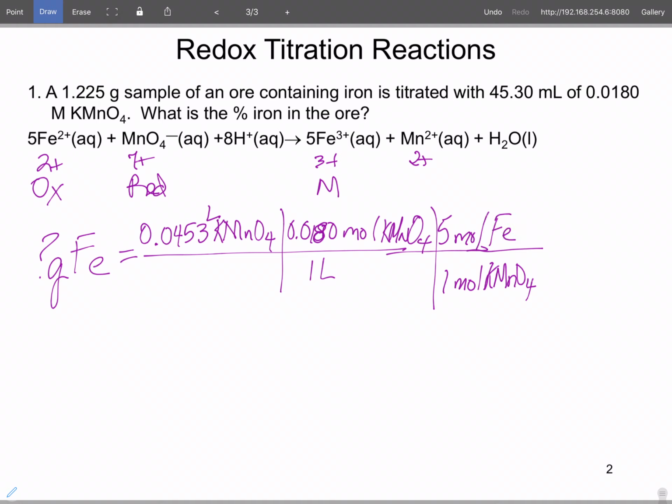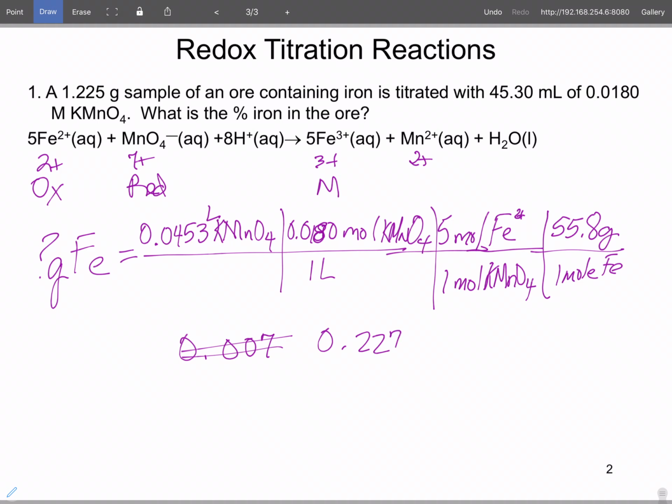Now, in this particular case, we're only wanting to know the grams of iron. And remember, electrons don't weigh much. So we've got 2 plus or 3 plus, it doesn't matter. But basically, 1 mole of iron is 55.8 grams. So we end up with 0.2270 grams, and this is grams of the iron.